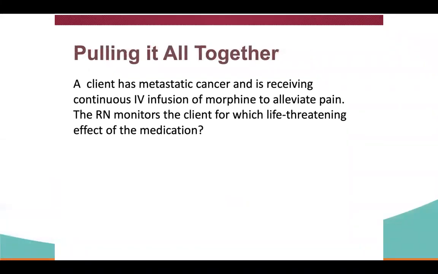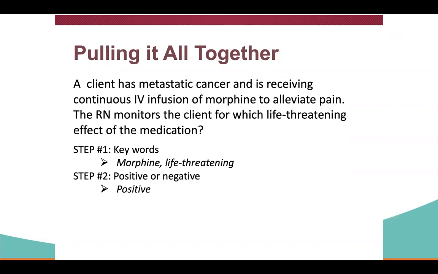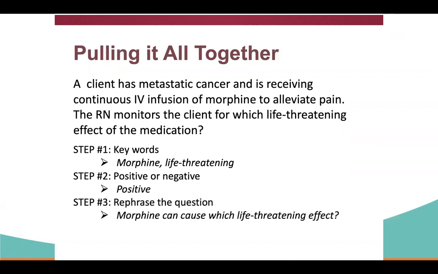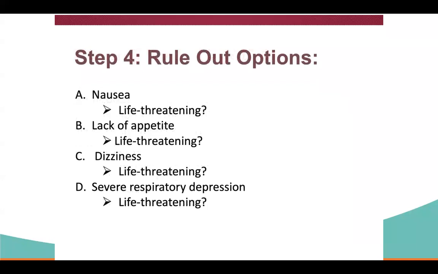The first step is to identify the key words. The key words are morphine and life-threatening. Applying the second step, we find that the question is positive. And in the 3rd step, we can rephrase the question with, morphine can cause which life-threatening effects? Now we can go to step 4 and rule out options.